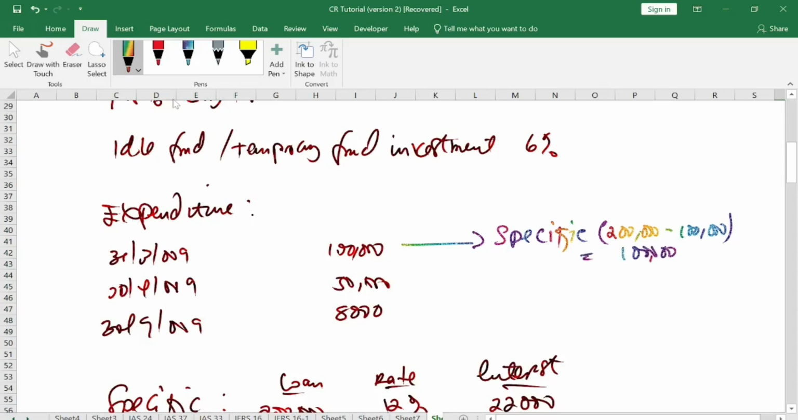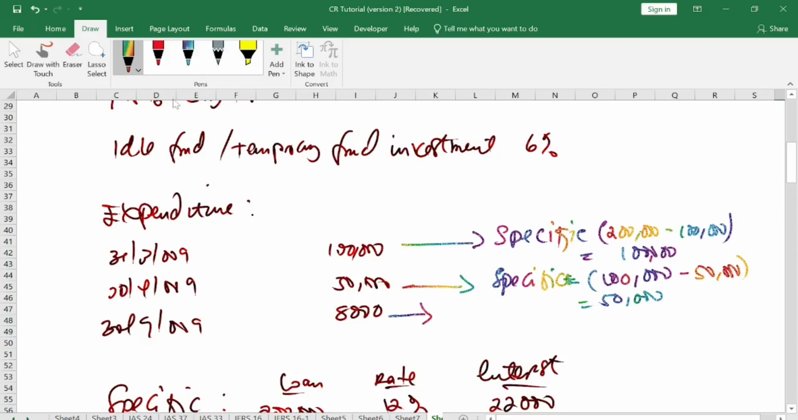Now, when you come to the second payment, it can also cover specific loan. So second payment, you have how much? You have 100,000 specific. So the 100,000, you pay 50,000 from it. How much do you have left? You have 50,000 left.